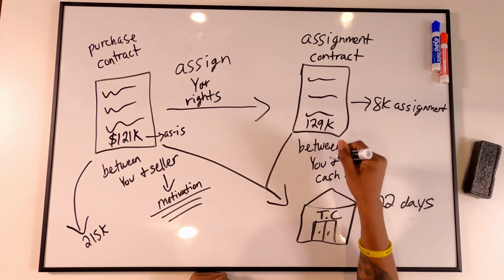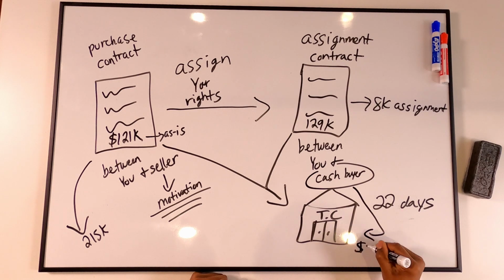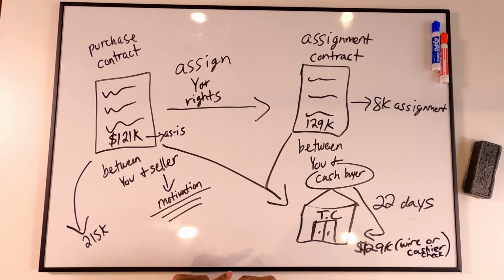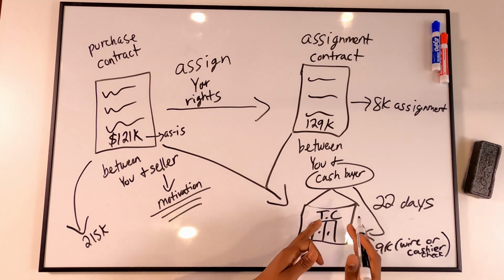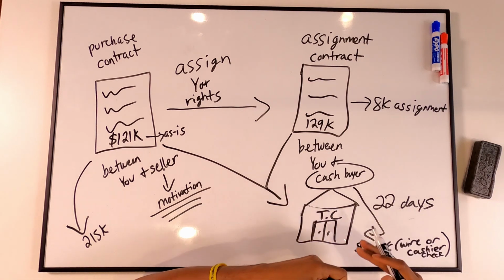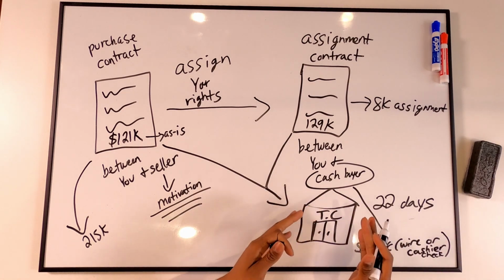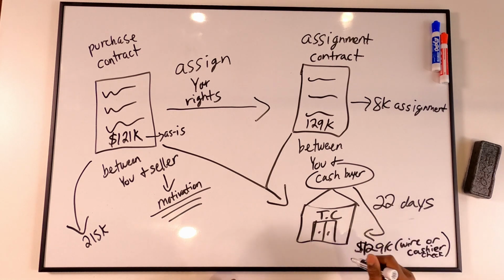So your buyer right here, your cash buyer, is going to either wire the $129K or bring in a cashier's check. Either way, it doesn't matter. The title company just wants that money. They just want that moolah in their escrow account. When I say wire, it's going to the title company's bank account, which in the investor world we call an escrow account, but it's really just a fancy word for a bank account that the title company has in their name. So that $129K goes to the title company, either by wire or cashier's check.